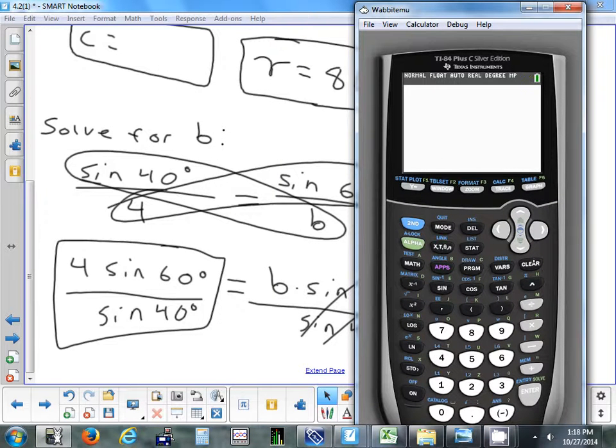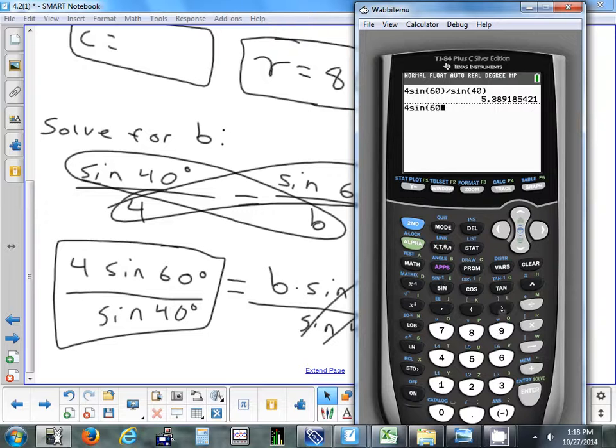First thing you want to do is make sure you're in degrees. And you're in degrees all week. So if you're in radians, switch to degrees. On my calculator, I pretty much can type it in exactly in the order I see it. 4 times the sine of 60 divided by sine of 40. Notice how I close my parentheses? I'll type it in a minute, and I won't close them, and I'll show you what happens. So you get 5.389.